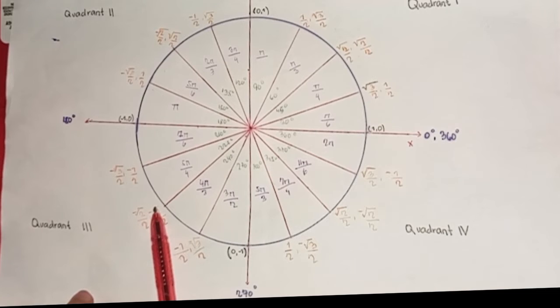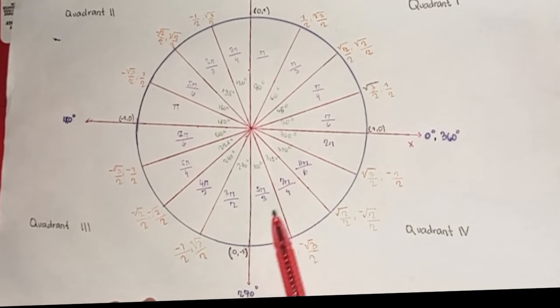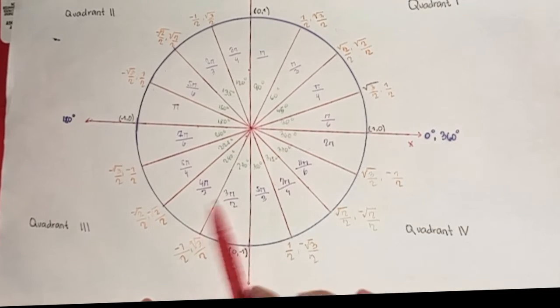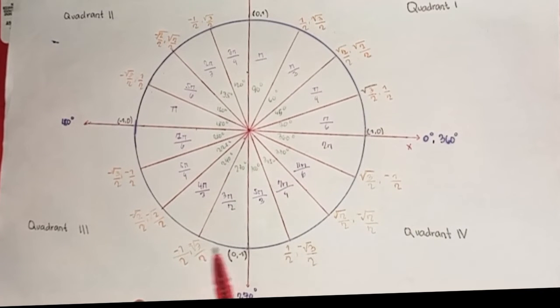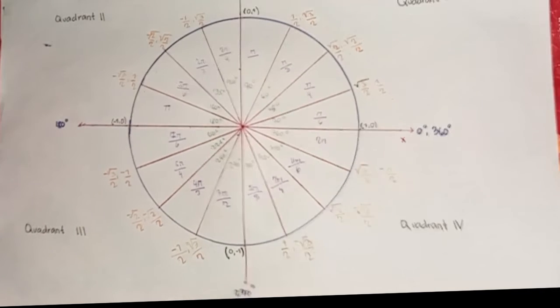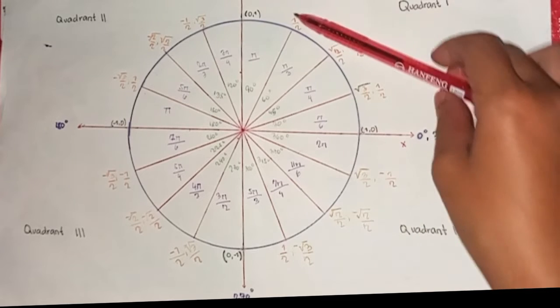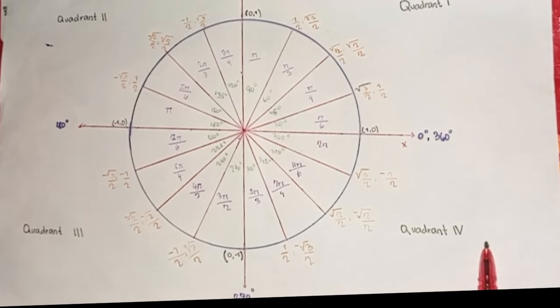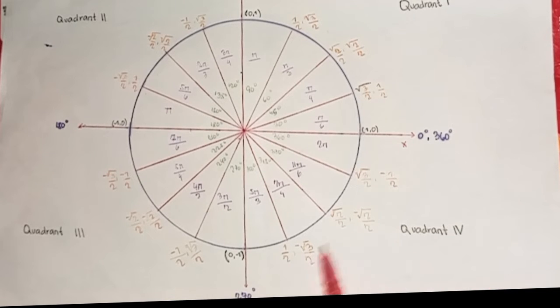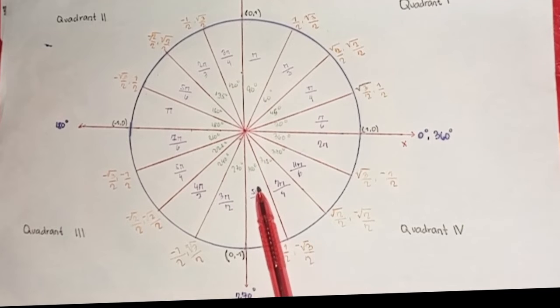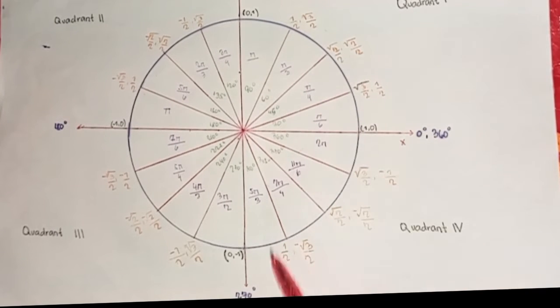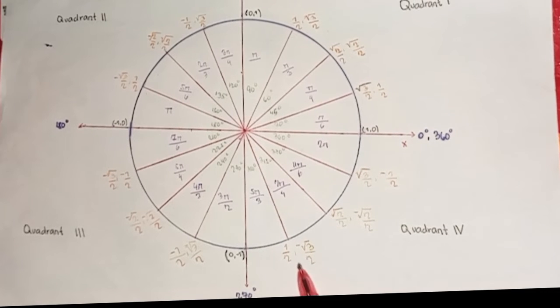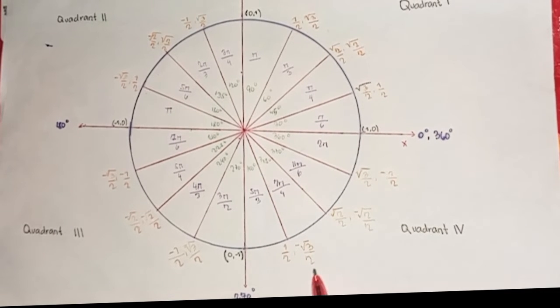So we have root 2 over 2 and negative root 2 over 2. In 240 degrees, we have negative 1 half and negative root 2 over 2. Since 270 degrees is opposite of 90 degrees, we have here 0 and negative 1. In quadrant 4, the x-axis is positive while the y-axis is negative. Since 300 degrees has the same reference angle of 60 degrees, we have the same value. So 1 half and negative root 3 over 2.